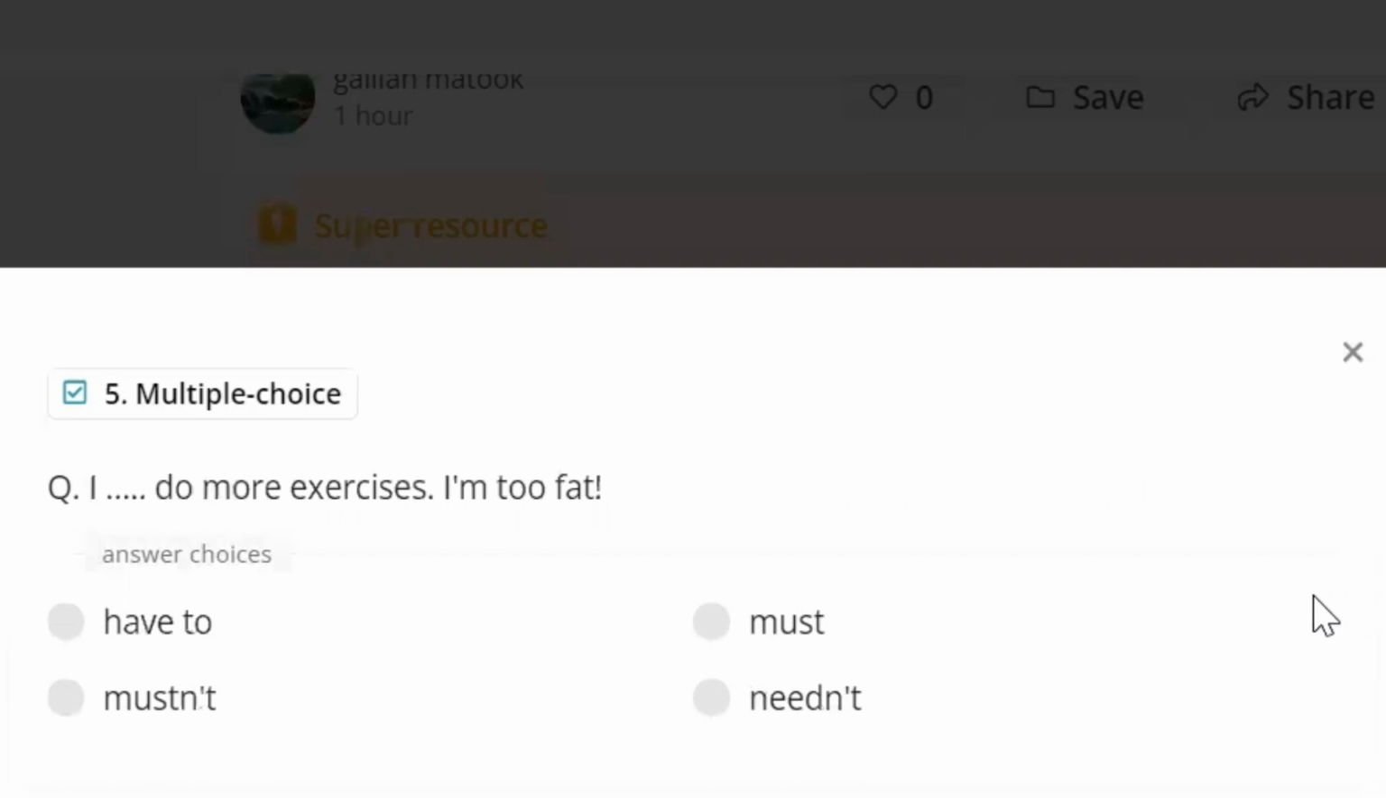Another one. I dash do more exercises. I'm too fat. This is a very strong necessity. So I have to, or mustn't, or must, or needn't. Yes, it's so important here to do. So important. So excellent, I must do a lot of exercise.